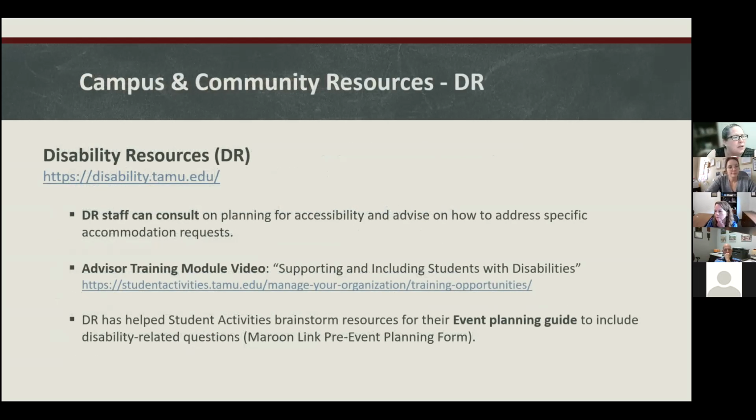So the resources I wanted to make sure you all are aware of. Obviously, our office, Disability Resources, that's our role, is to provide resources. We may not be able to provide the accommodations in some areas for budget reasons, but we will consult you on how to do that. We'll advise you about how to make those requests or how to word your requests.